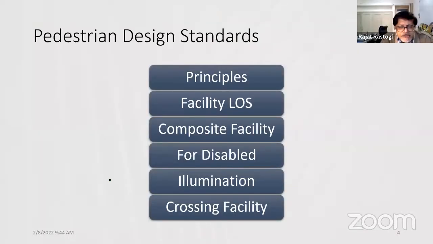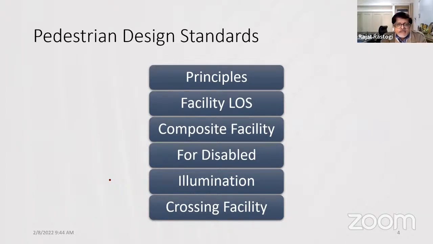So we start with the pedestrian design standards. In the case of pedestrian design standards, there is a slight change in the principles of design. When you talk about pedestrian facilities, we usually talk about 5 or 6 elements which should be there. But what is the change? That's what we're going to look at. Then facility LOS: how has it changed, or is there a change in terms of the attributes which need to be considered? But then we are looking at two documents, so are they complementary to each other? That's what we are going to talk about there.